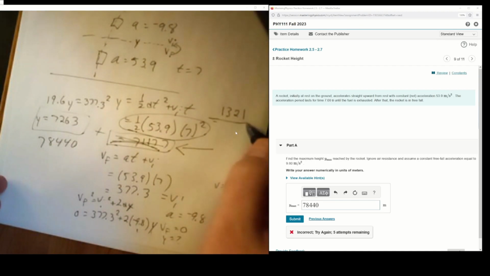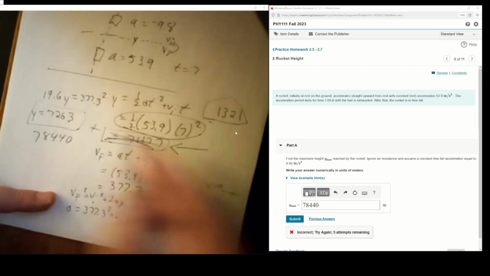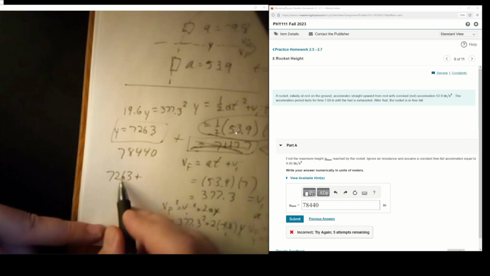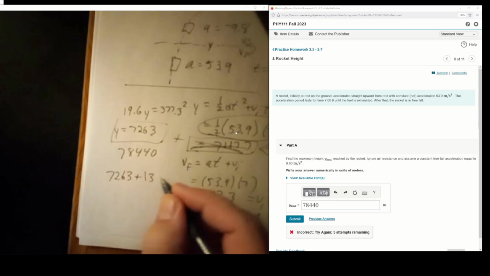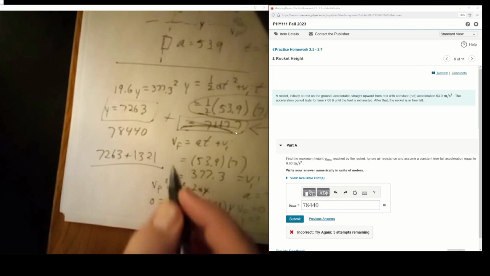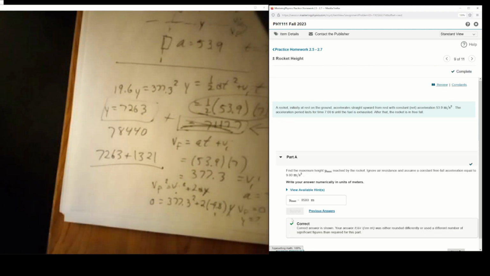So here's the height while the engines are on. And then this over here is the height when it's off. So I'm adding these two together, engines off and engines on. I'll add that to get 8584. There we go.